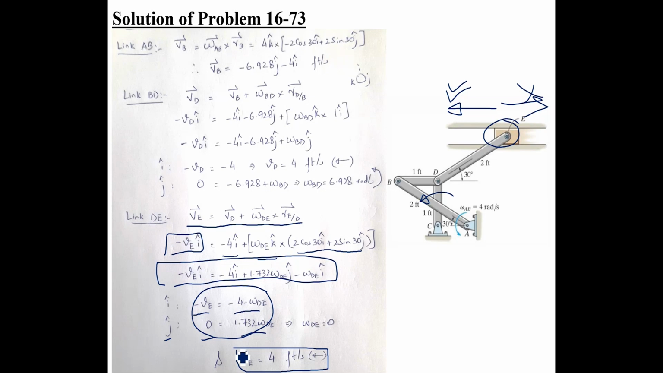So this is how you are going to determine the velocity of this piston E at the instant shown. Is it clear to all of you? Yes, sir. So any question relevant to this problem?